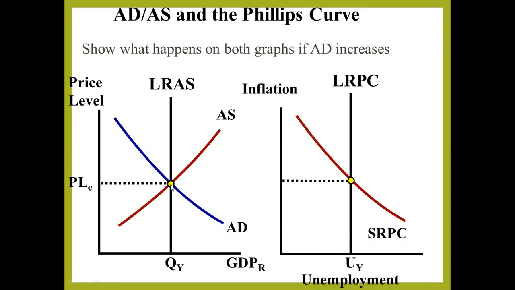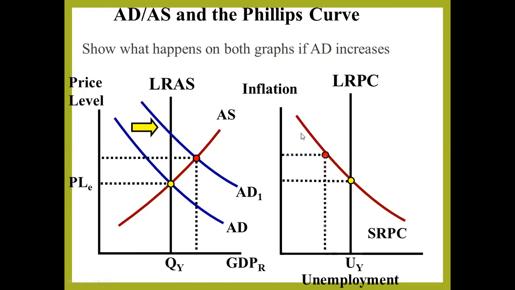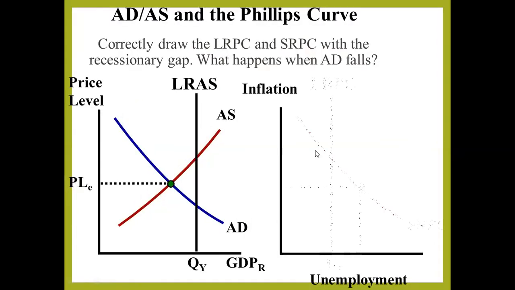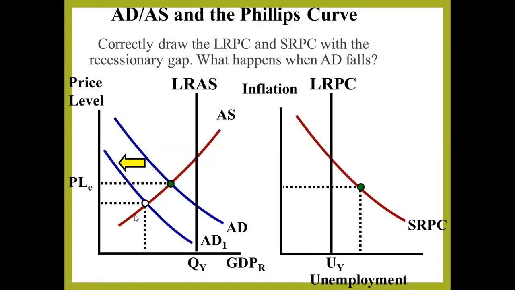So demand increase shifts to the right. Well, if aggregate demand goes to the right, you slide to the left on the curve. Aggregate demand goes to the right, the Phillips curve, you slide to the left. Aggregate demand goes to the left, the Phillips curve, you slide to the right. Okay, so hopefully we understand that.